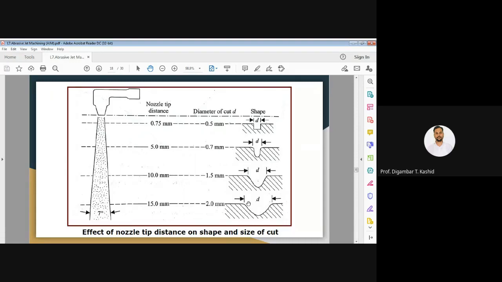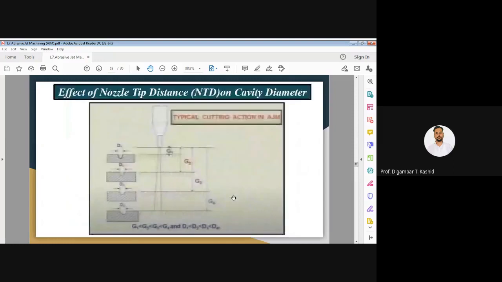But remember, if you keep increasing your nozzle tip distance, then after a certain limit you will lose the kinetic energy of your abrasives. And if you lose the kinetic energy, then the depth of cut will decrease, but the diameter will keep increasing. So this was about the effect of nozzle tip distance on cavity diameter.